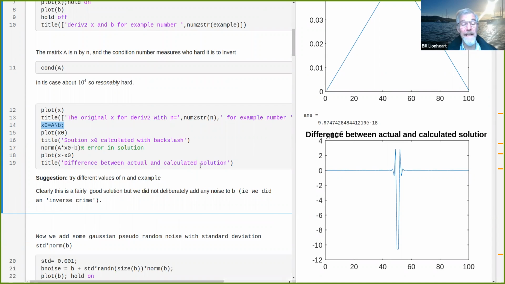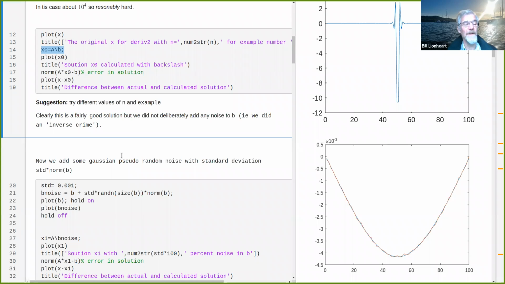A simple way to make it a little bit more realistic is to add some Gaussian pseudo-random noise, which is easy in MATLAB, and then we'll see how well that works. Okay, so how do you do it? I use this expression. So randn makes a normally distributed, variance 1, mean 0, pseudo-random vector of the same size as B, so 100 by 1 in this case.